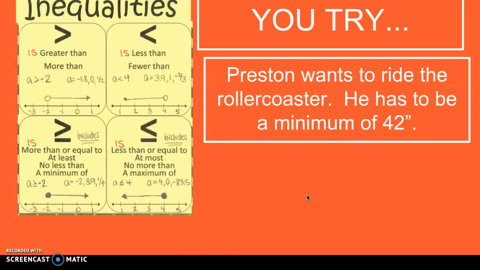All right, you try this one. Preston wants to ride the roller coaster. He has to be a minimum of 42 inches. In your notebook, try this one. Write the inequality that matches this situation.